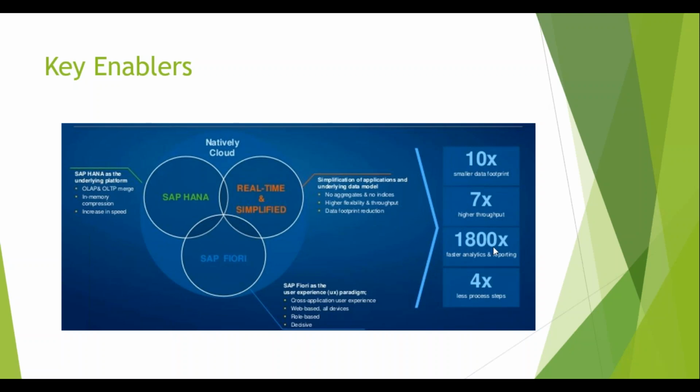From the speed point of view, it is 1800 times faster, as we understood in the SAP HANA session, and 4 times fewer process steps. So today, if you are entering a particular transaction where you need to go through 4 different steps, it will come down to 1 step, which means the screens are made simpler. For example, when you are creating a purchase order, if you are following 4 steps, now it has been handled in 1 single step with new Fiori apps.